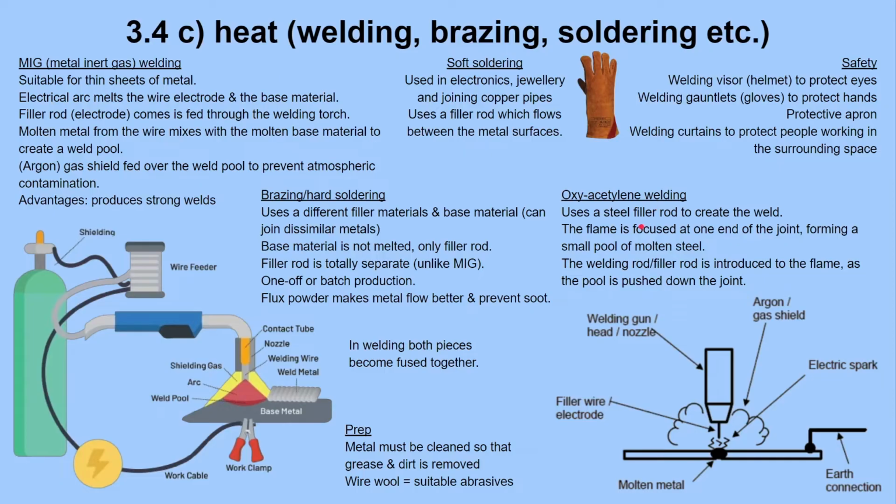Oxyacetylene welding uses a steel filler rod normally to create the weld. The flame is focused at one end of the joint, forming a small pool of molten steel. The welding rod is introduced to the flame as the pool is pushed down the joint. So here the filler rod does not come from the welding gun.